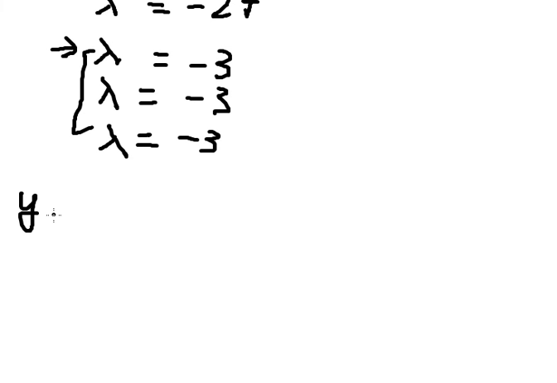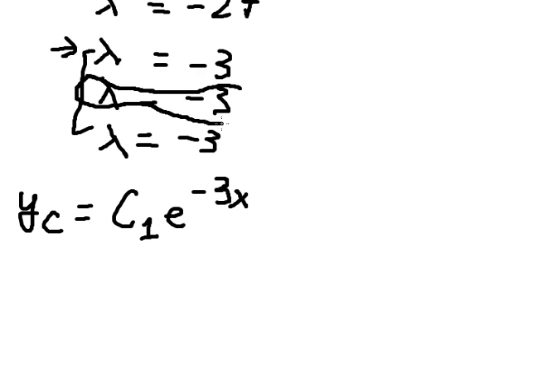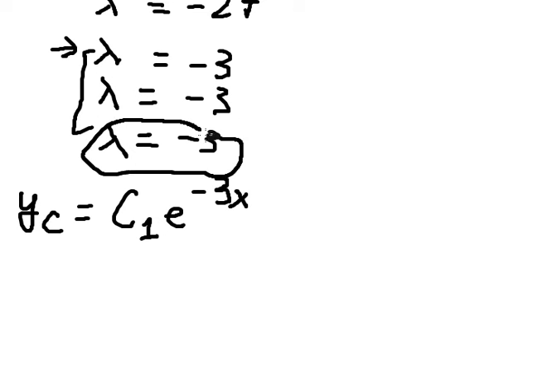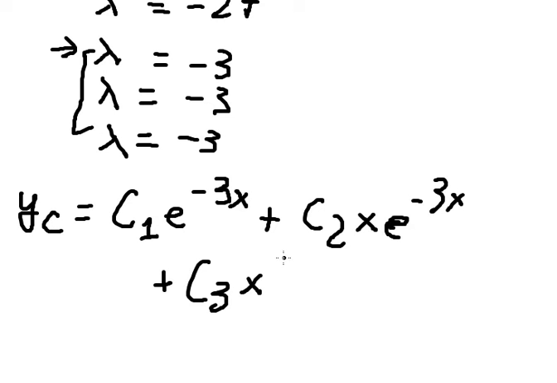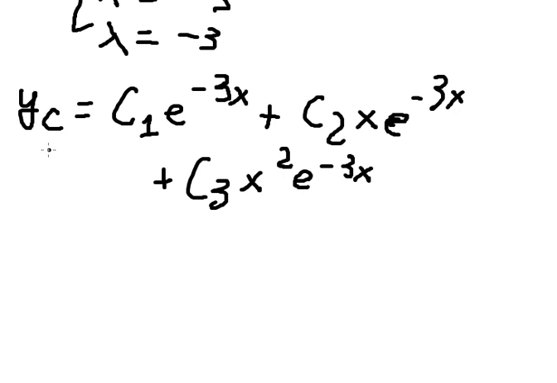So yc, we will have c1 e to the power of lambda s. So we change lambda into negative 3s. Because we have the same solutions, we have c2 s e to the power of negative 3s, and c3 s square e to the power of negative 3s. And this is the complementary solution.